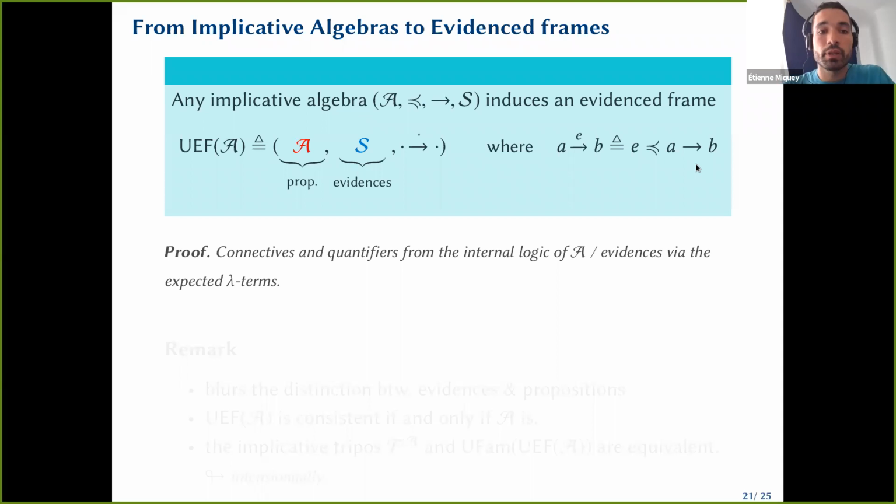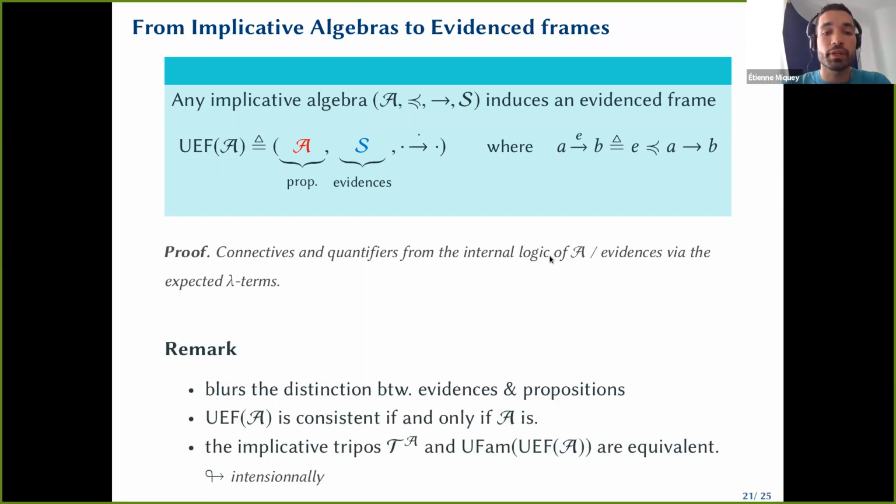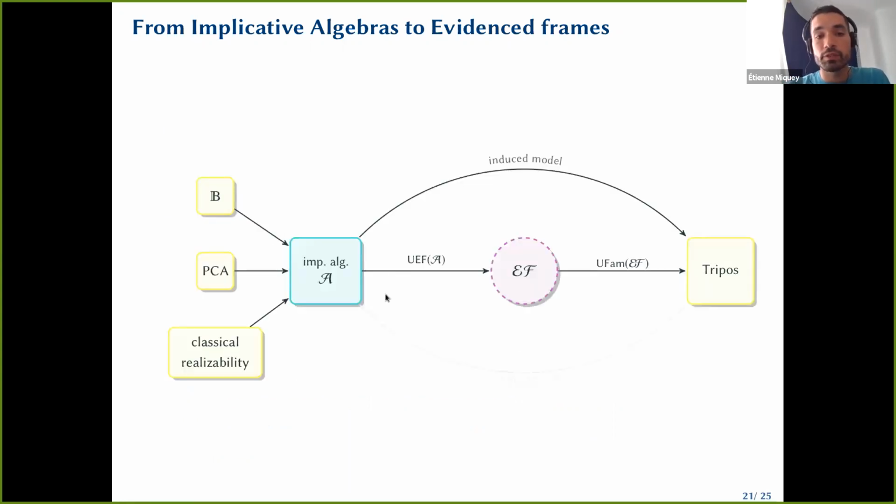So it's natural. And then the rest of the proofs are just like for defining the internal logic of implicative algebra, and it works. But what is particularly interesting here is that this definition is somehow erasing the differences between evidences and propositions, in the sense that both propositions and evidences are in the same set. So it works because we come from an encoding of lambda terms and so on, but we are blurring the distinction between both. So we have, in general, more information in an evidence frame. And also we can see that the triposes we get from an implicative algebra going through an evidence frame are equivalent. So it's really the same construction.